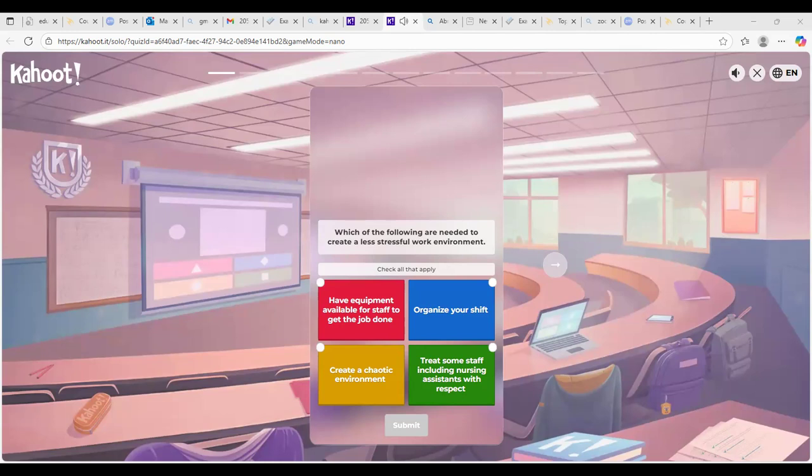Tell me the colors. Which one should I select? Red and blue. Everyone's writing in the chat. Oh, okay. I can't toggle back and forth. Okay, thank you. So we got red, have equipment available for staff to get the job done. So I am needing to, it's not clicking. Maybe my internet.